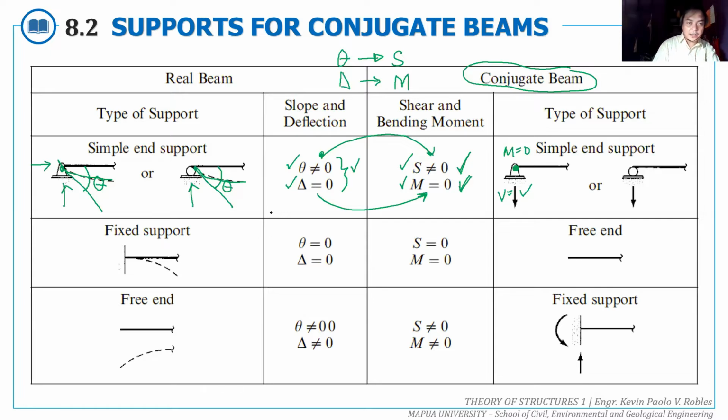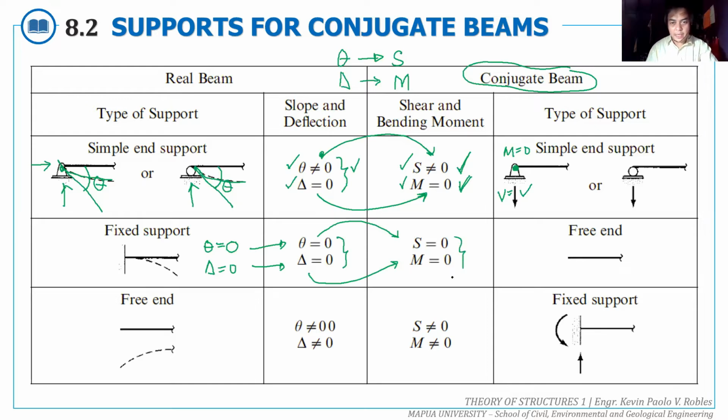Now, let's consider the second example. For the second example, it is a fixed support. So, what is the theta of a fixed support? Diba ang theta pagka fixed support? 0. Diba? Tapos, the deflection there for a fixed support is also 0. So, this is it actually. Now, when we draw its conjugate beam, theta corresponds to the slope, and delta corresponds to the moment of the conjugate beam. Since both are 0, 0, these are also 0, 0.